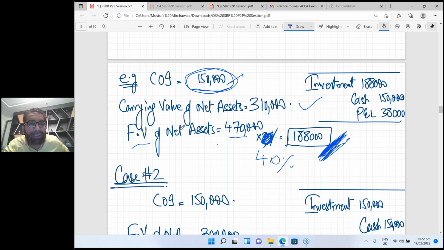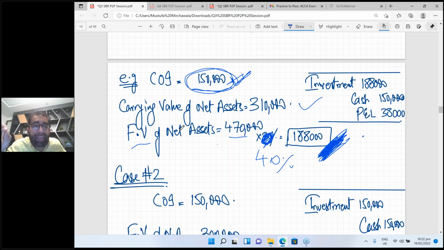The worth of your share is 188. Investment debit 188. How much cash did you paid? 150. And the remaining 38,000 is gain on bargain purchase. And yes, gain on bargain purchase immediately goes in P&L. So this is the treatment.